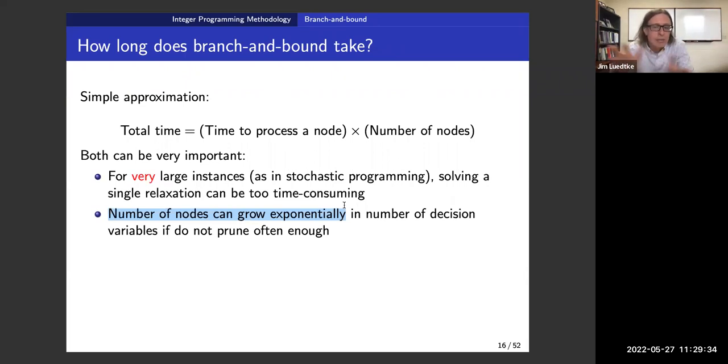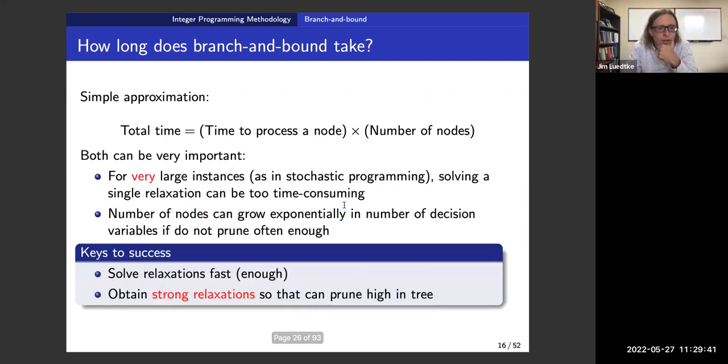Of course, if you have this exponential growth, there's no chance the algorithm will ever converge. So we have to take care about both of these things. The key to being able to successfully solve any integer programming problem is that you have to be able to solve the relaxations fast enough, so the time per node has to be pretty fast. But also you have to be able to get strong relaxations so that the number of nodes doesn't grow too large, right? By pruning high in the tree, you keep control of the number of nodes, and you need really strong relaxations to be able to do that.